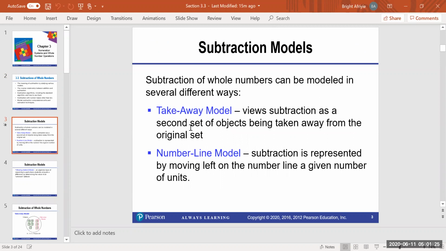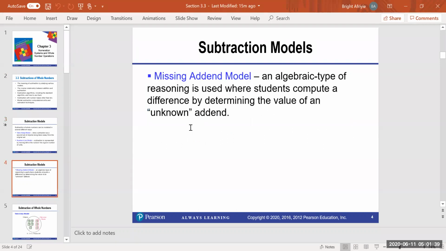Now, subtraction of whole numbers can be modeled in several different ways. We have what we call the takeaway model. We also look at the number line model, where we look at number line representation, and we shall take these one after the other. And then what we call the missing addend model, and we shall look at that as well. This model is what has been developed into find x, find y: 3 plus x is equal to 3, find x, and all that.